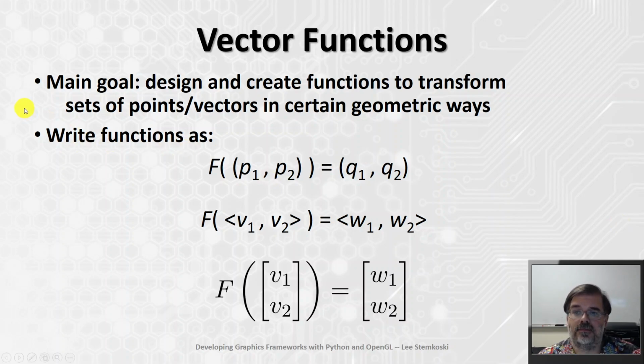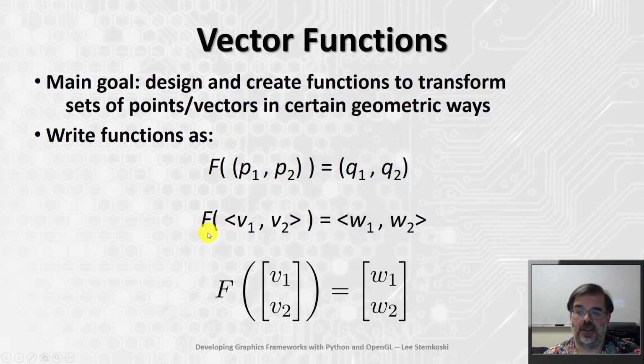Our goal is to create functions that will transform sets of points or vectors in certain geometric ways. Now, there's lots of different ways we could write a vector function, right? So I'll usually use a capital letter for the function, and the input could be a point, and then the output could be a point. In this case, we typically drop the interior set of parentheses.